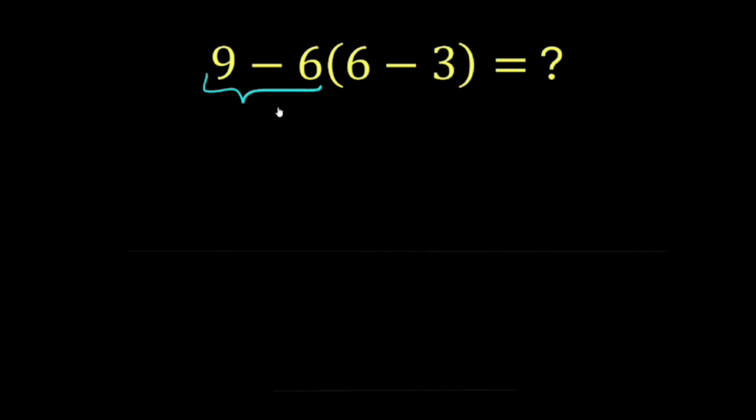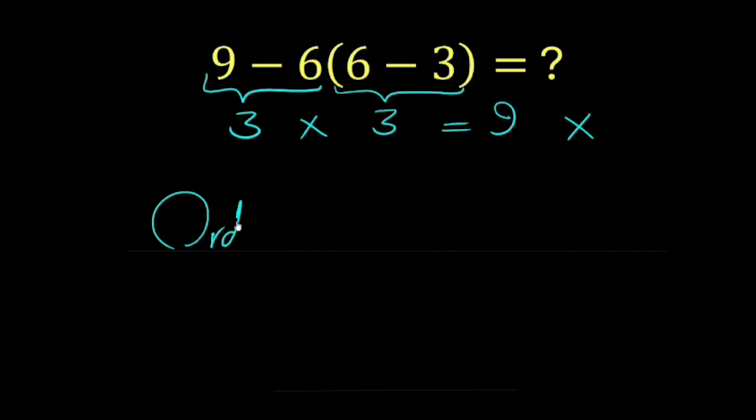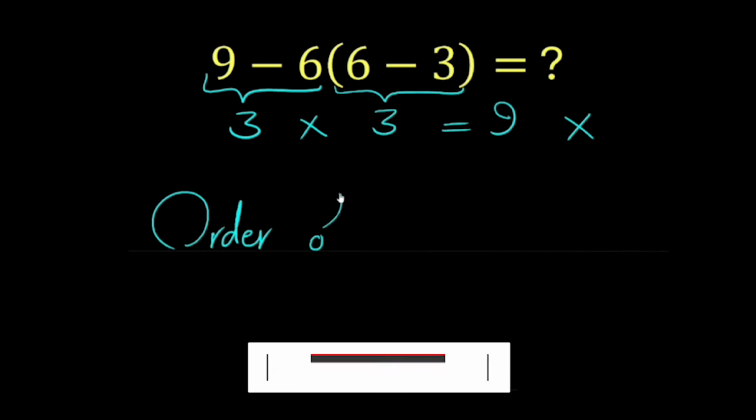9 minus 6 gives us 3, and again, inside the parentheses, 6 minus 3 gives us 3. Finally, 3 times 3 gives us 9, which is our final answer. But this answer is not correct, because we didn't follow one of the most important rules in mathematics called the order of operations.